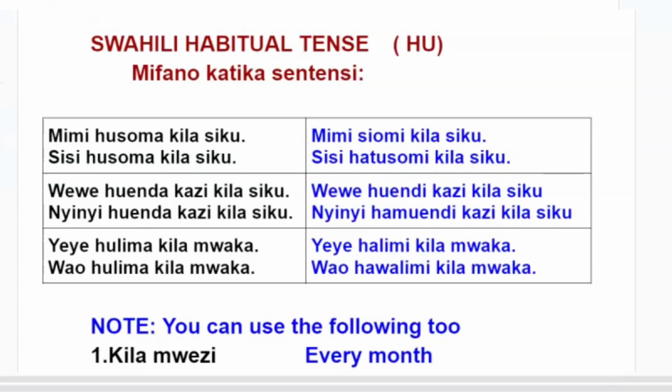The tense marker for this particular tense is usually hu. Just H-U, hu in Swahili. That one is usually used when you are making a sentence in habitual tense. So let's go ahead and look at examples of sentences so that you understand even more.